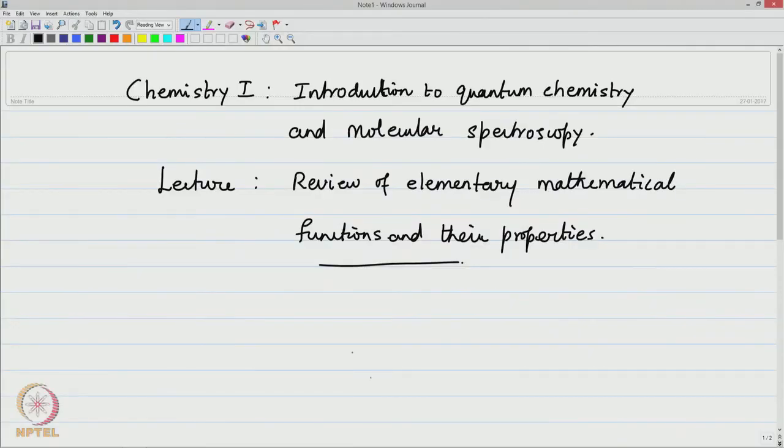This lecture continues the review of elementary mathematical functions and their properties, as I started in the previous lecture with some description of exponential and Gaussian functions. Today we shall look at some of the other functions that we need for the purpose of this course, and we will start with one of the most elementary functions, trigonometric.